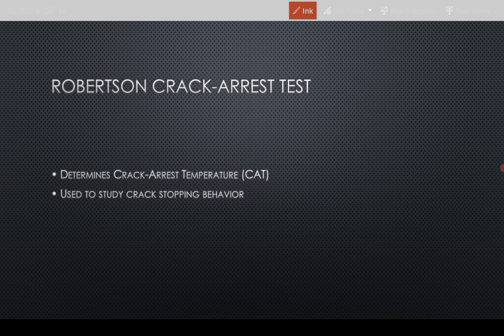So our next test is the Robertson crack arrest test. This test is used to determine the crack arrest temperature, the temperature at which the crack stops propagating. It is the temperature at which a running crack stops because the material becomes ductile enough. This test helps engineers know how steel behaves under rapidly propagating cracks.